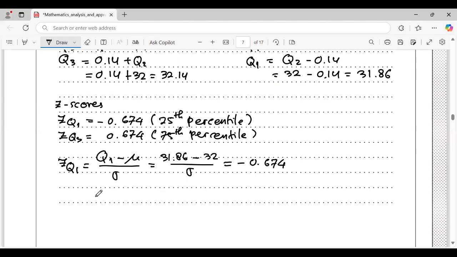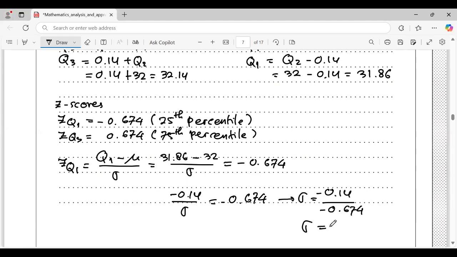So we can calculate 31.86 minus 32 is minus 0.14 divided by sigma equal minus 0.674. So sigma equals minus 0.14 divided by minus 0.674. So sigma, if you calculate, equals 0.207 millimeters.